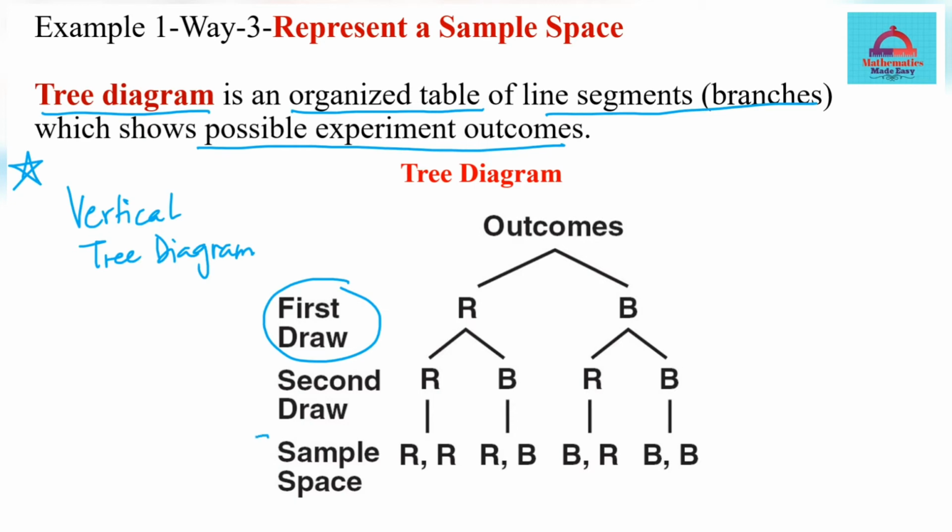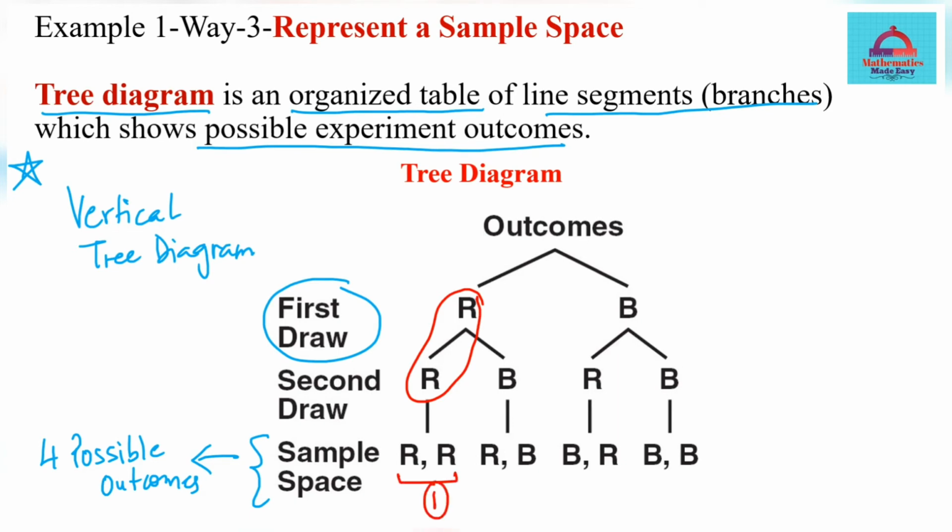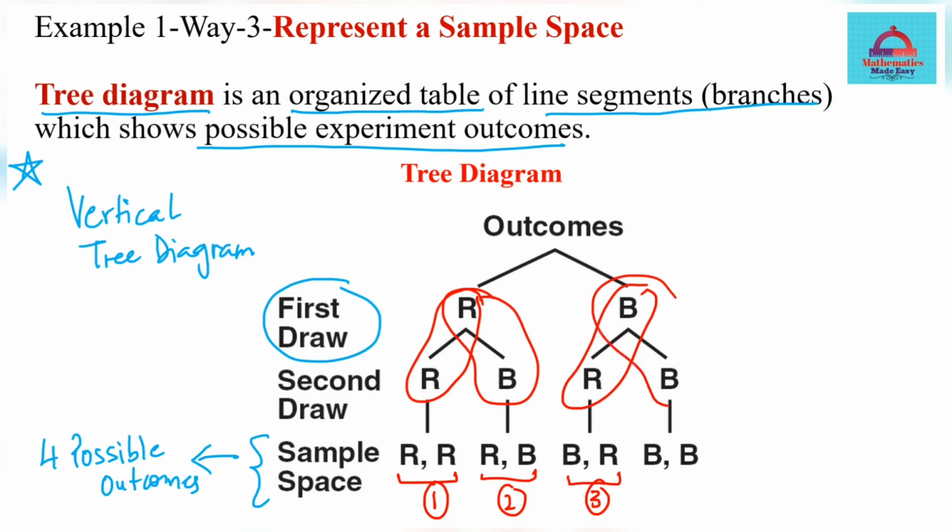So how do you write your sample space? As in the last questions, it will have 4 possible outcomes and you just take up the options from here. So red and red gives you the first option, red and black gives you the second option, black and red gives you the third option, and black and black gives you the fourth option. So this is how the 4 outcomes are listed in the form of a vertical tree diagram.